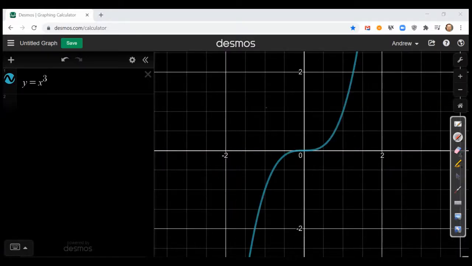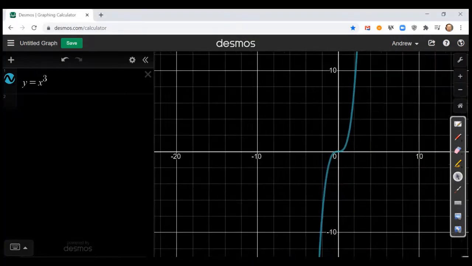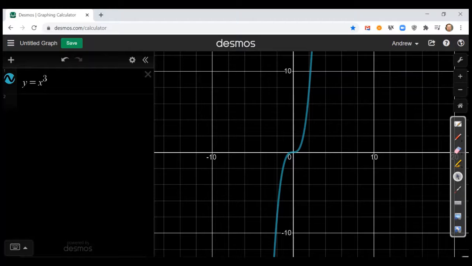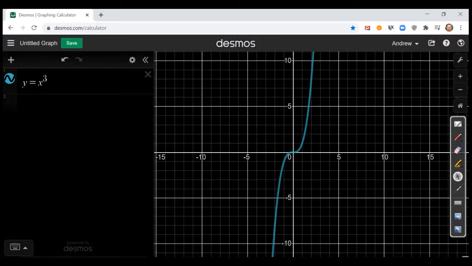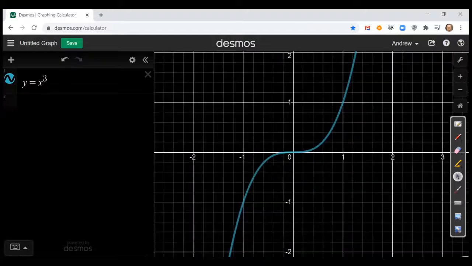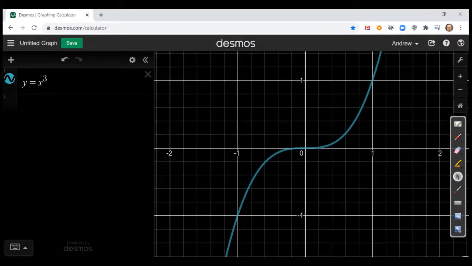As one last example, let's consider the function y equals x cubed. When you look at this graph, you'll notice there's not any obvious maximum or minimum values. In fact, as we zoom out of the function, it just goes on the right-hand side up to infinity. On the left-hand side, it goes off towards negative infinity. This function has no absolute maximum or minimum.